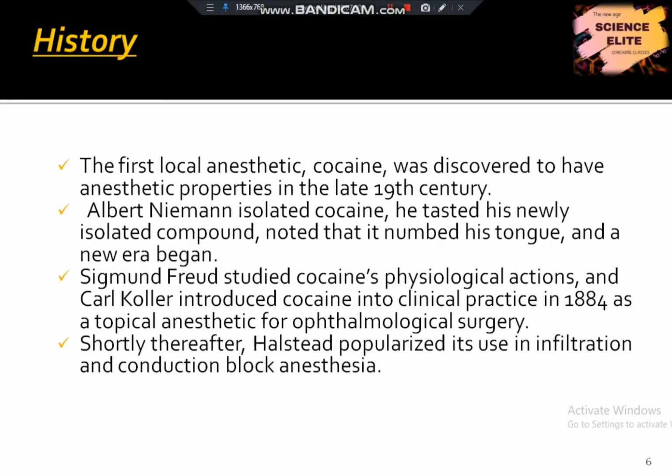Then shortly thereafter, Halsted popularized its use in infiltration and conduction block anesthesia. Infiltration anesthesia and conduction block anesthesia are the two techniques of giving anesthesia. We will be studying this in the later part of local anesthetics. Till then, please stay connected for the whole video and for part 2 also. So this was all about the history of local anesthesia. It is very simple to remember.